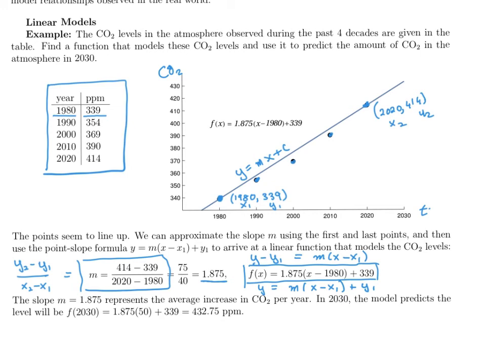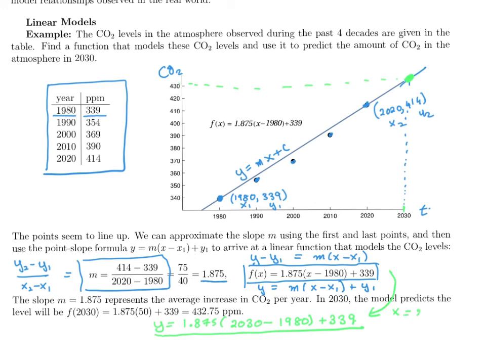Then, to predict the levels of CO2 in the atmosphere in 2030, we use the point on this line for prediction. So our prediction would be the y value associated with 2030 on this line. How do we find that? Well, the y value we get when we plug 2030 into the equation of the line is given by 1.875 times (2030 minus 1980) plus 339.